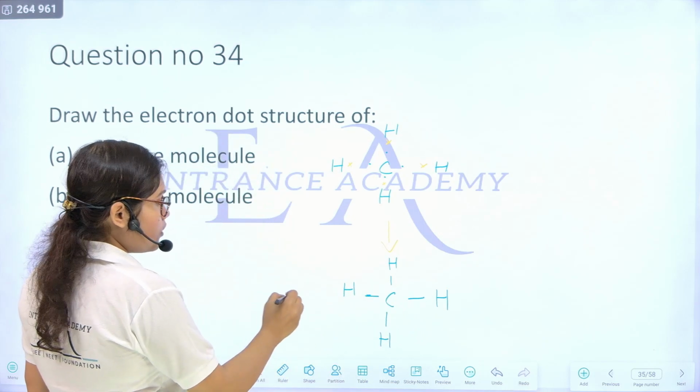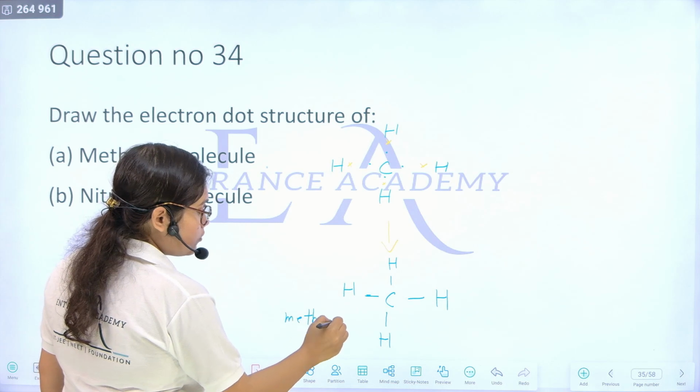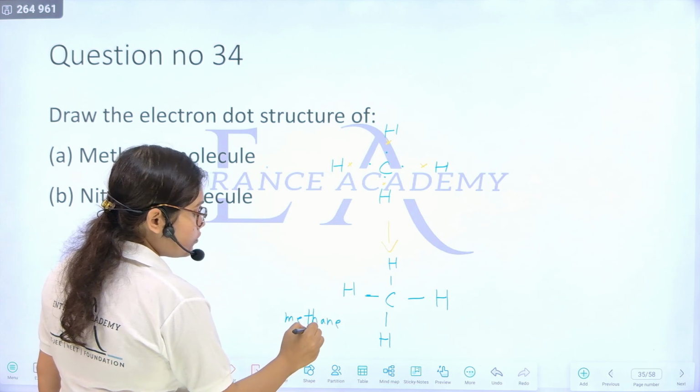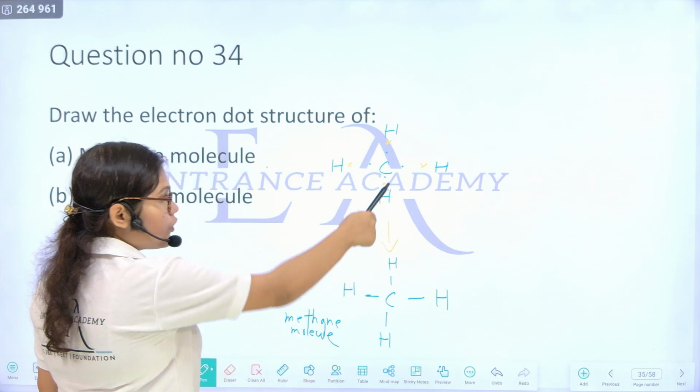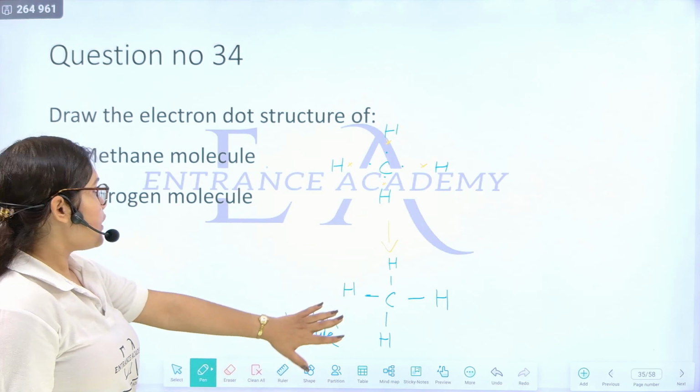This is the methane molecule. Before combination, after combination, this is the methane molecule. The electron dot diagram is like this.